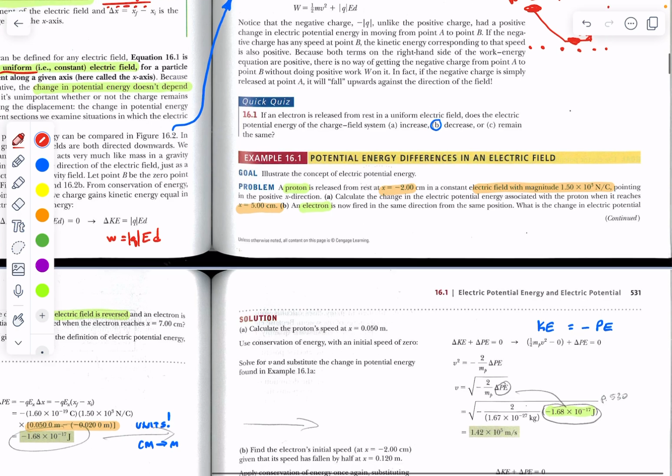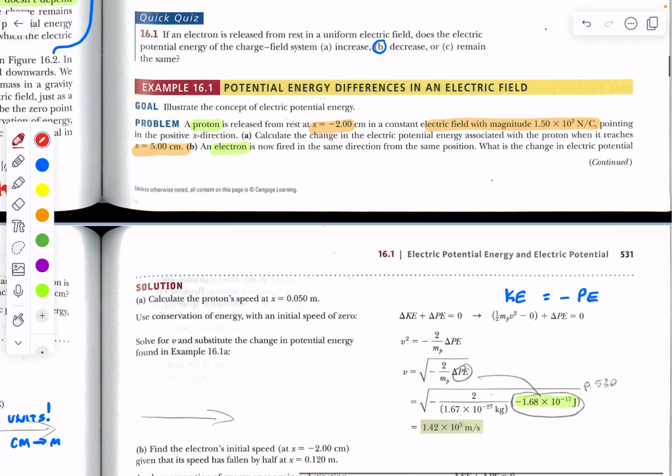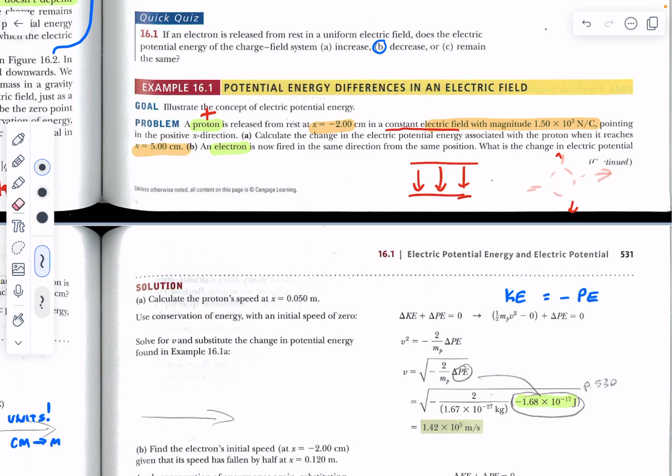And so when we look at this first problem here, we have a proton, a positively charged particle. It's released from rest at a position of -2 centimeters. And we have a constant electrical field, which would probably imply two surfaces with the same electrical field all the way through, as opposed to some sphere that would have an electrical field that would change as you got farther and farther away from it. So I'm going to erase that, because that's not what we're looking at. And then in part B of the problem, we're going to talk about an electron instead of a proton.